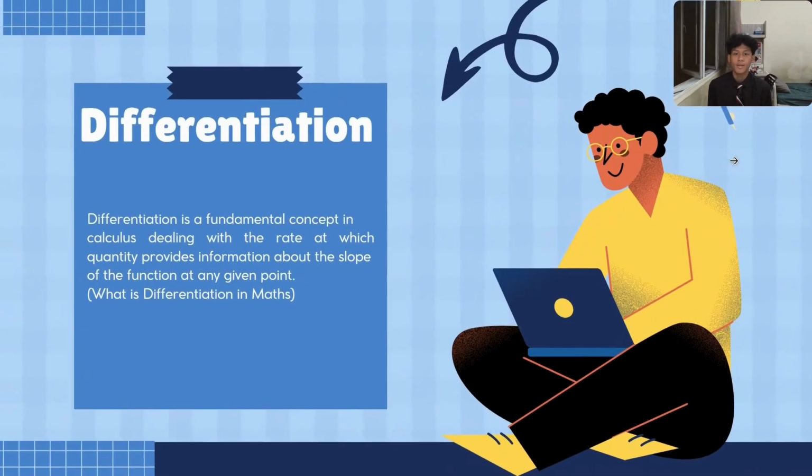So let's dive in. Before that, we need to know what differentiation means. Differentiation is a fundamental concept in calculus dealing with the rate at which a quantity changes, and it provides information about the slope of the function at any given point.